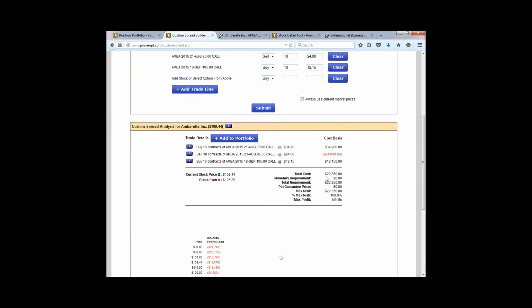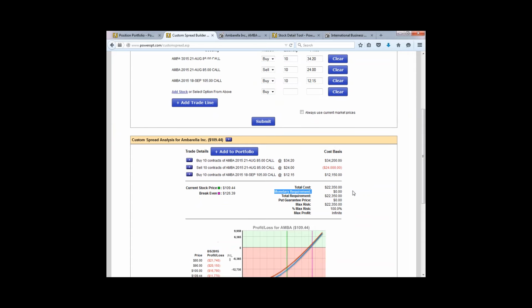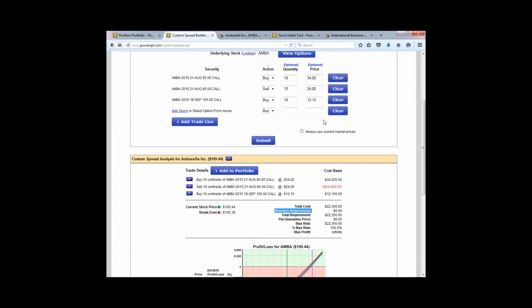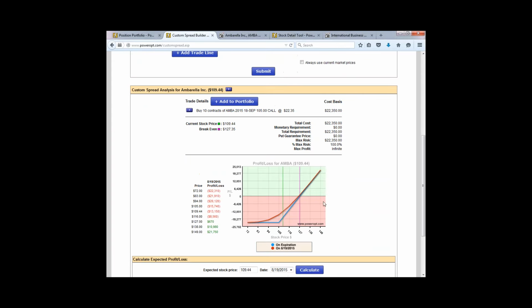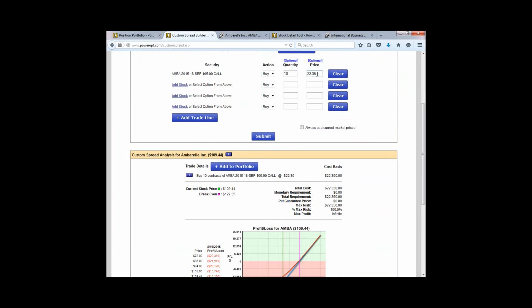Reduce your exposure down to about 22. So what would your cost basis be? The cost basis will come out to about $23. After the closing, we'd see a cost basis here of $22.35. So now we've got a 105 call at $22.35 with September expiration.